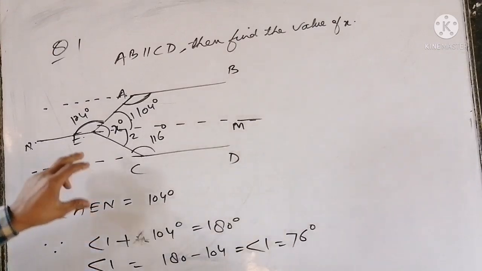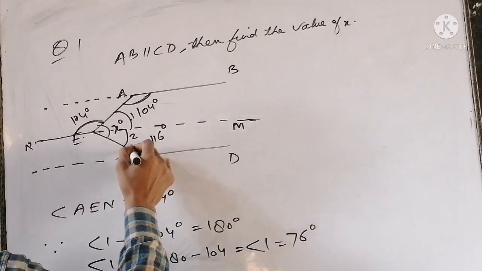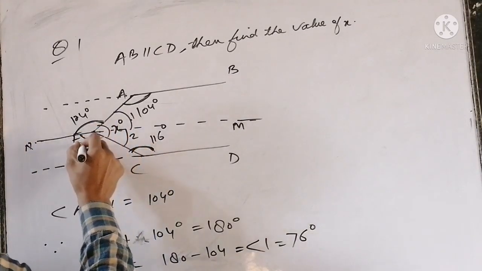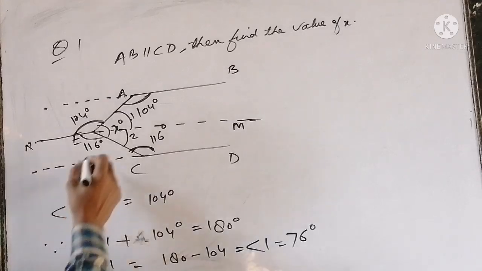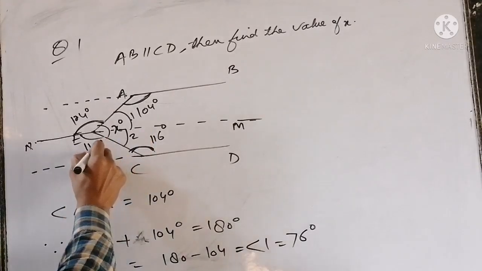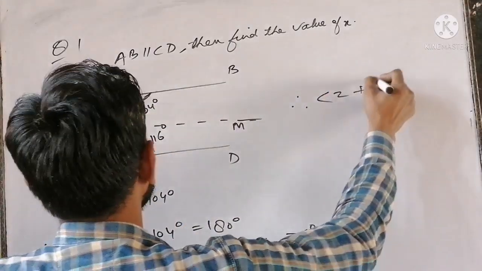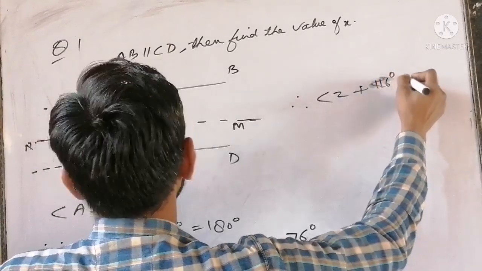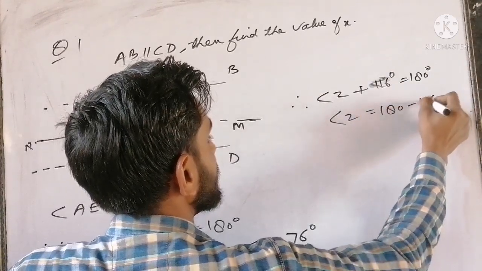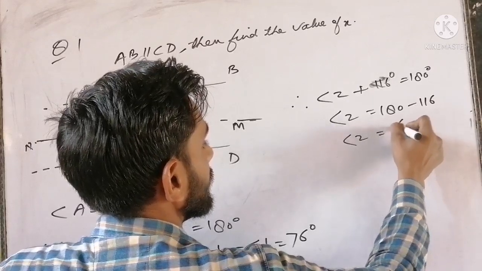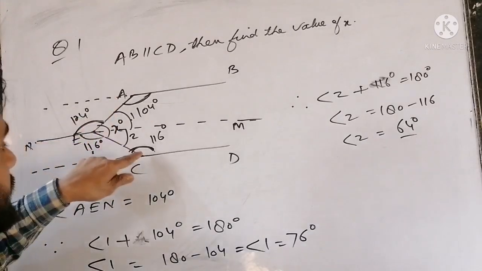Also we will find the value of this angle. This is 116 degrees, so it is also 116 degrees because these are alternate angles. So angle 2 plus 116 is equal to 180 because it is a straight line angle. Angle 2 is equal to 180 minus 116, which is 64 degrees.